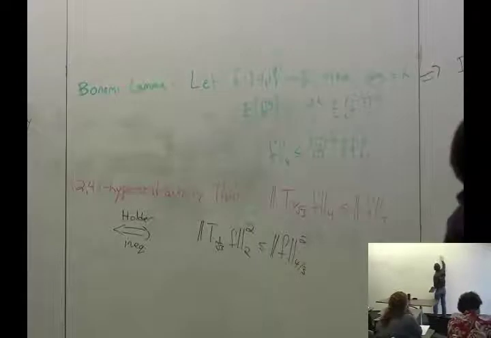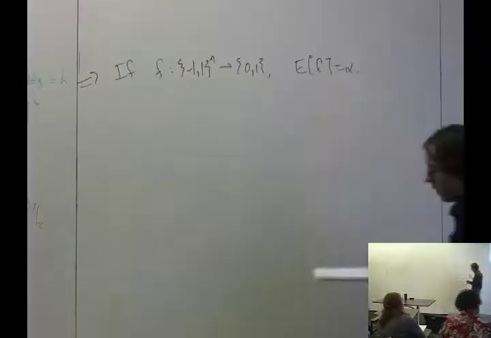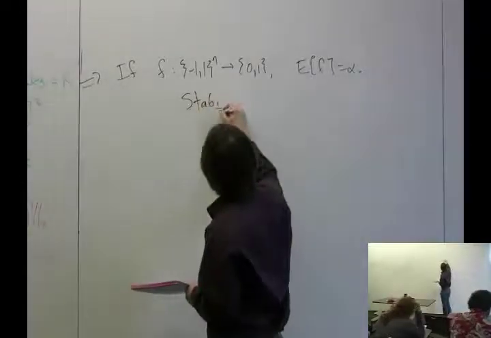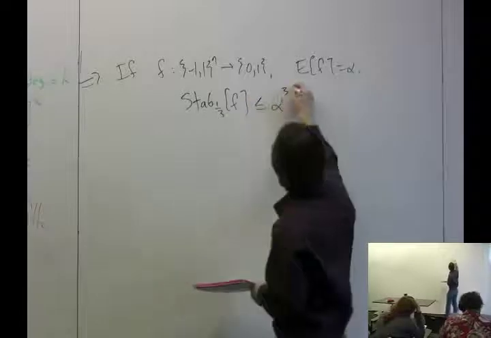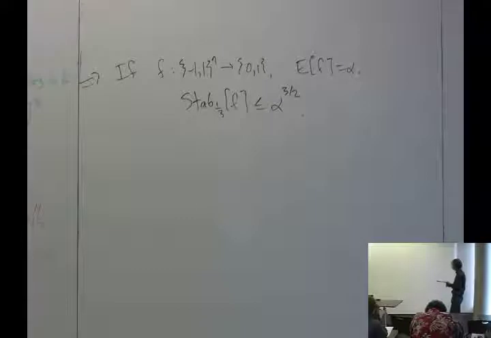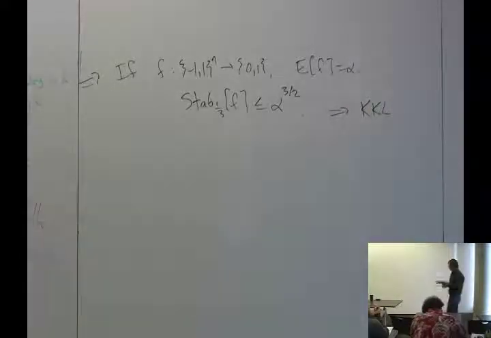Then you get some nice combinatorial results. This all implies that if f is a function into {0,1}, and the expectation of f is alpha, so it's the indicator of a small set, then the stability at 1/3 of f is at most alpha to the 3/2, which is very small. So somehow small subsets of the cube have really high noise sensitivity. And from this fact, we derived KKL, and we got all sorts of great stuff out of this Binomial lemma.